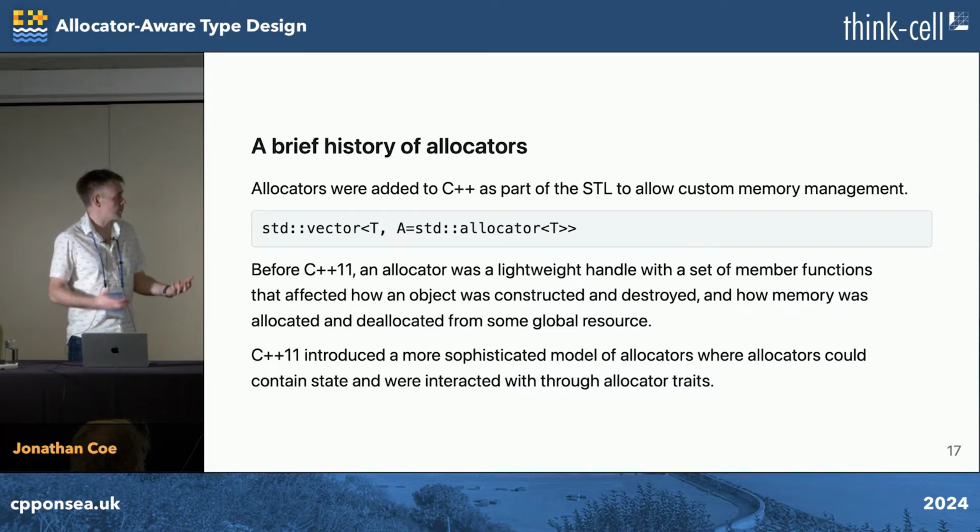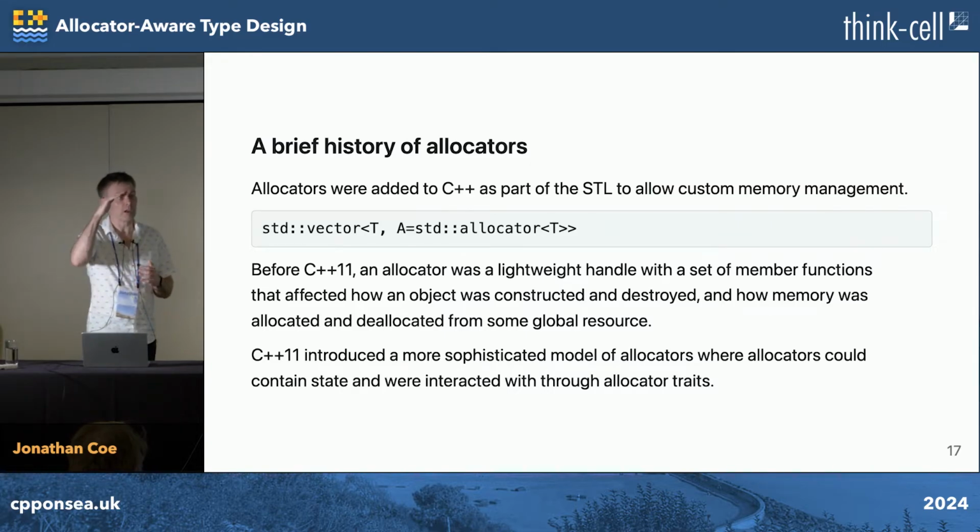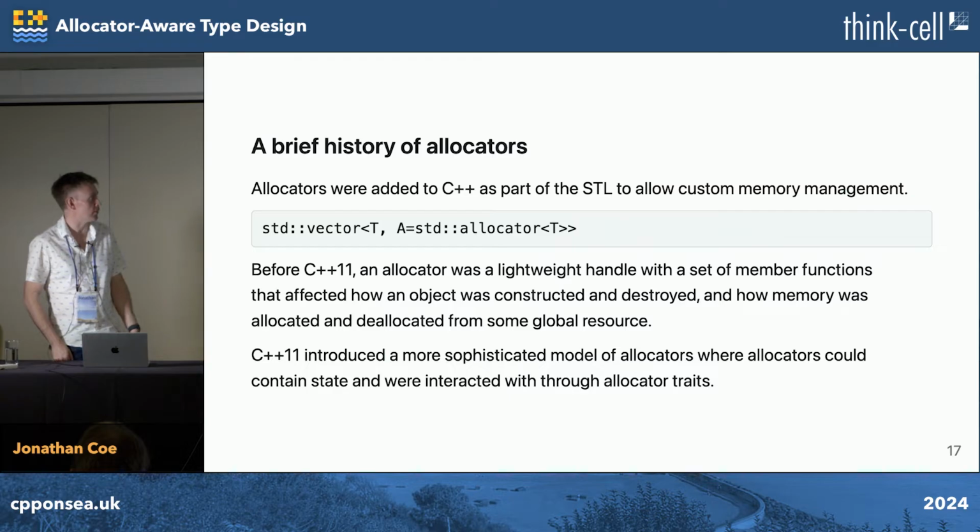And it was assumed that those member functions would be accessing some global memory resource. So C++11 changed that quite significantly, with a lot of work from Bloomberg, making allocators stateful. And as the allocators became more complicated, it was desirable to find a neater way of interacting with them. Rather than relying on them having a whole bunch of potentially redundant member functions, they use these allocator traits.